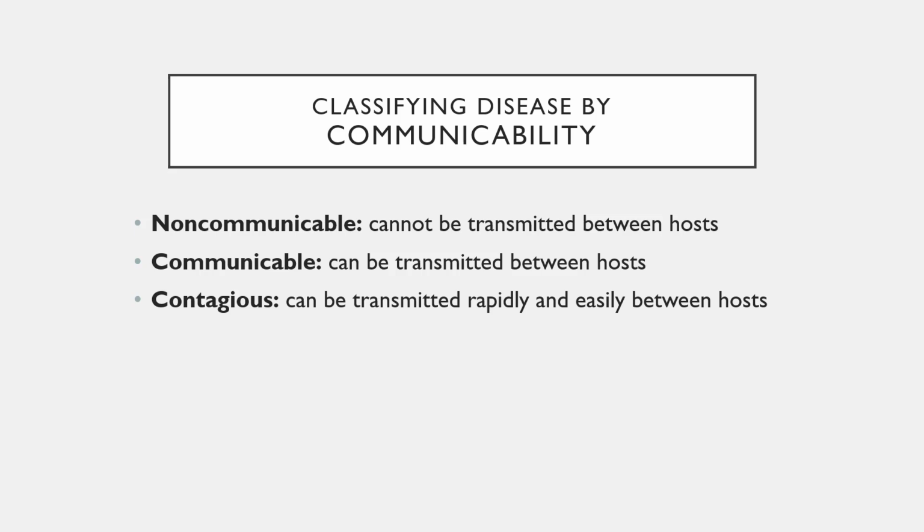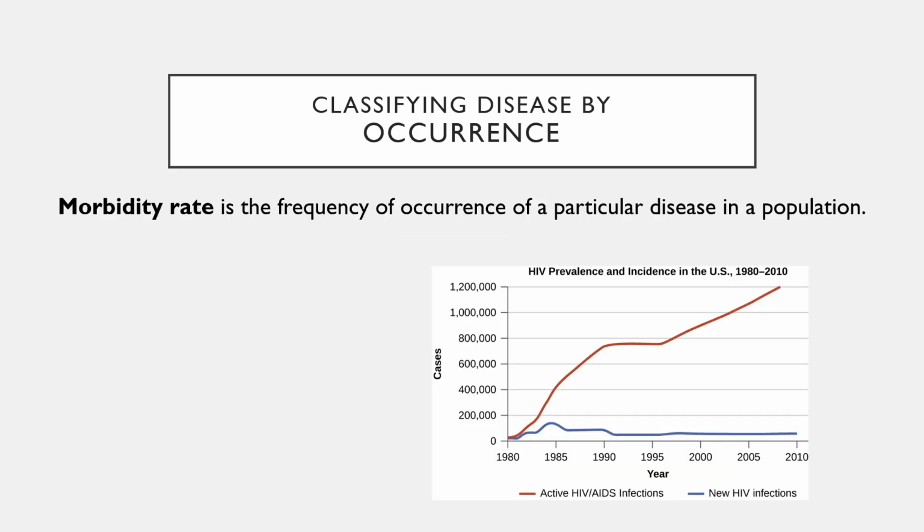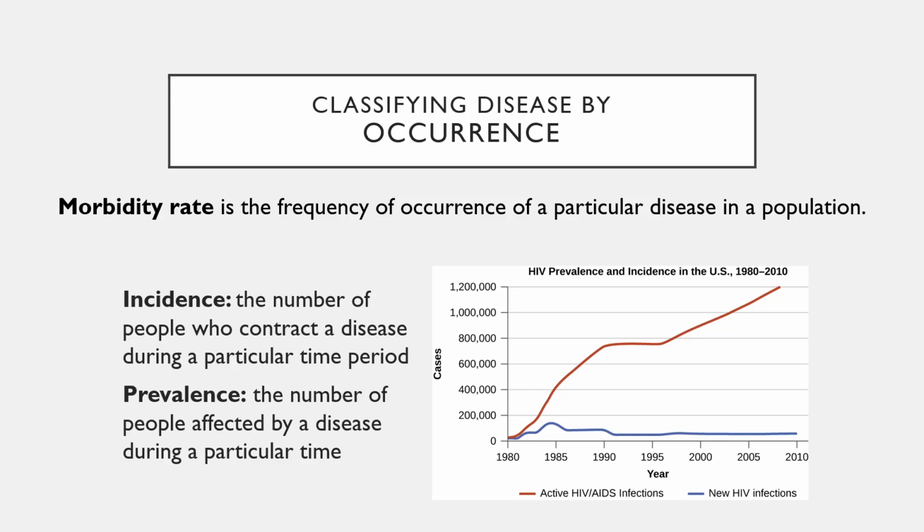When epidemiologists talk about the occurrence of a disease, one of the things they are concerned with is the morbidity rate, which is the frequency of occurrence of a particular disease in a population. And there are two different numbers that matter when we're talking about morbidity rate. There's the incidence and the prevalence. Incidence is the number of people who contract the disease during a particular time period, whereas prevalence is the number of people affected by a disease during a particular time. We can think about incidence as the number of new cases, whereas prevalence is the number of ongoing cases.